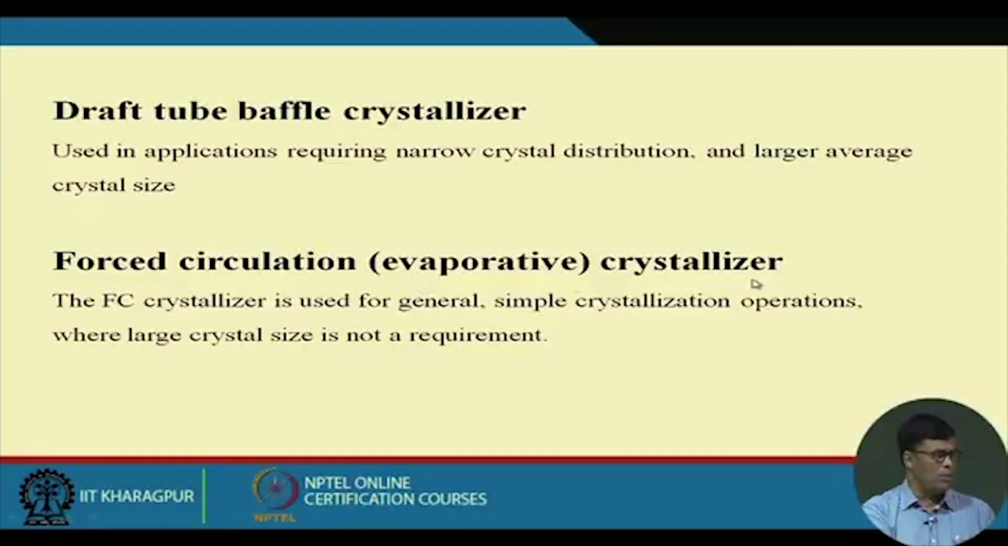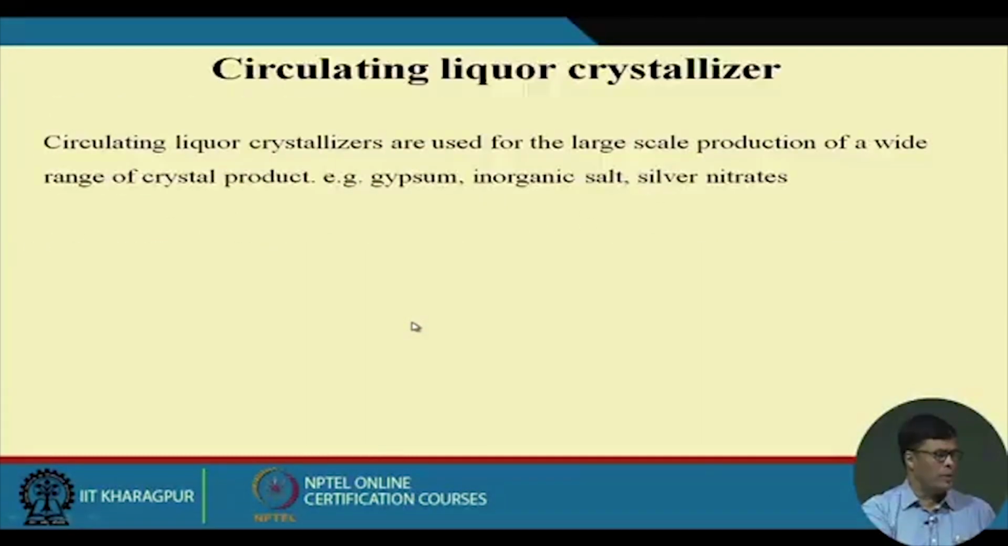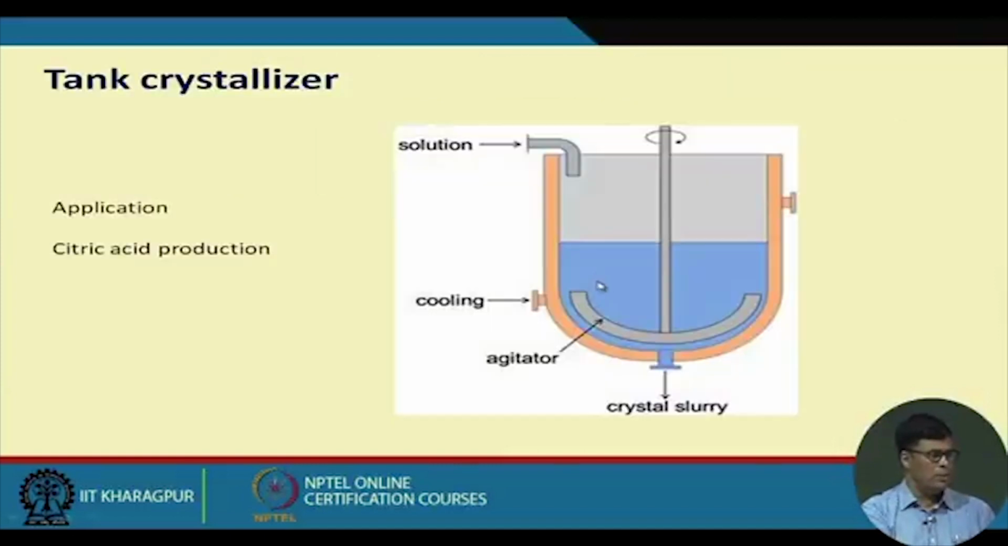If anybody is interested, they can see the details of this process. The forced circulation evaporative crystallizer is generally used in simple crystallization operations where a large crystal size is not required. Then we have the circulating liquid crystallizer, which is used for large scale production of a wide range of crystal products, like gypsum, inorganic salts and silver salts, silver nitrate. This is largely used.